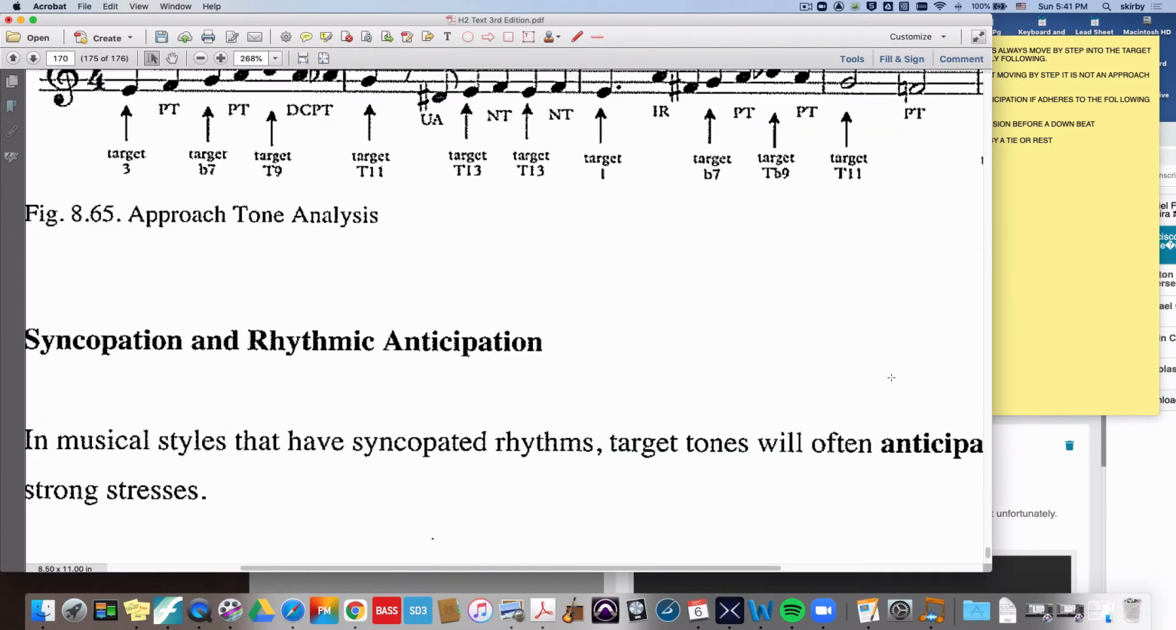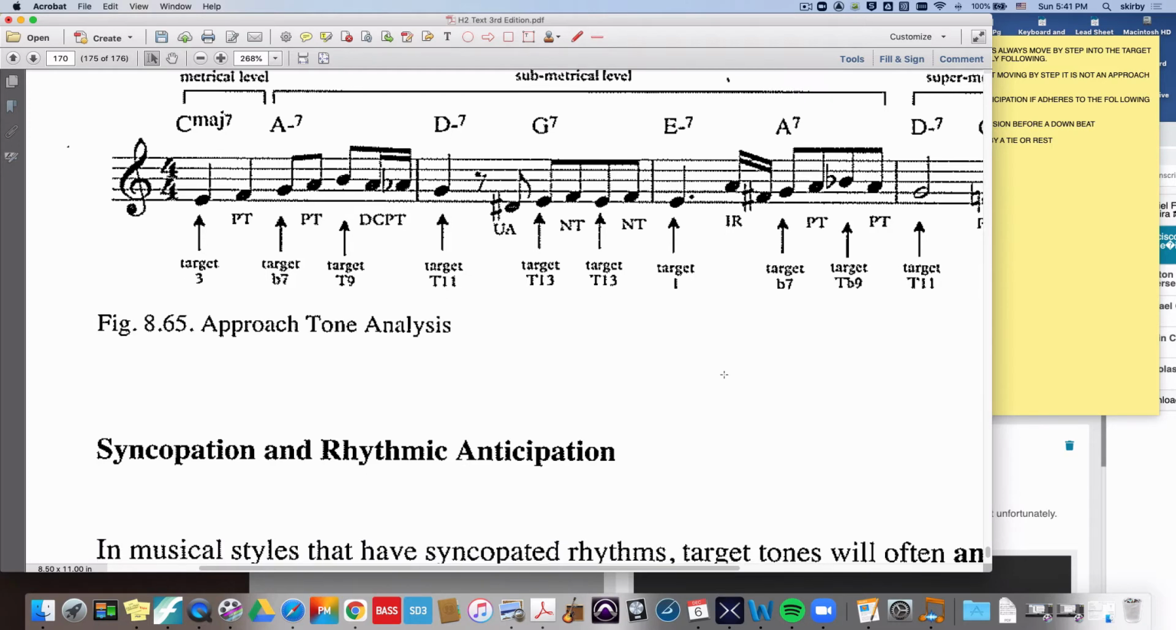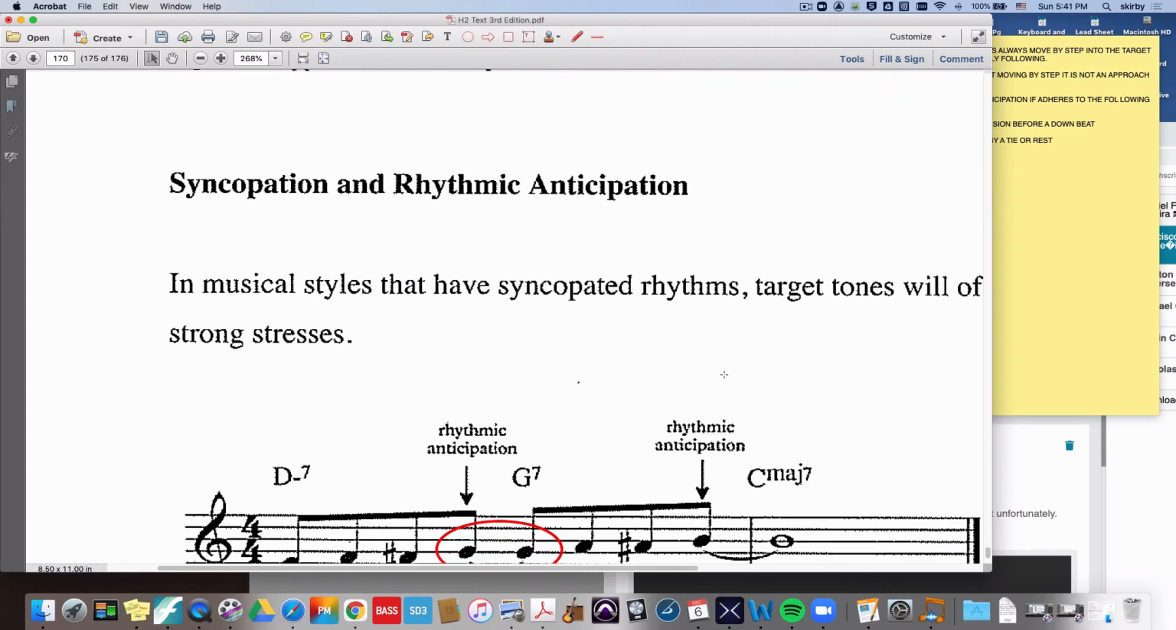Now another thing about targets, they have to be available notes, which means they have to be chord tones or available tensions. You can't have a target that's a harmonic avoid note.